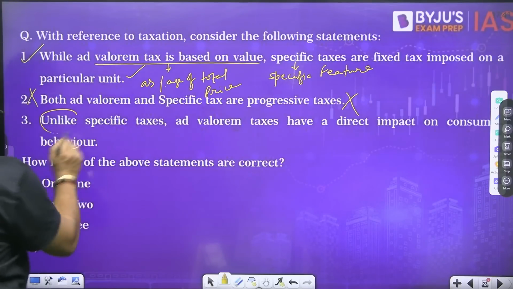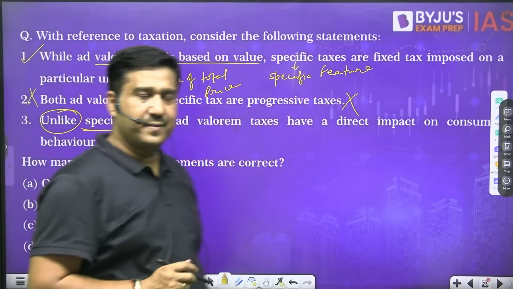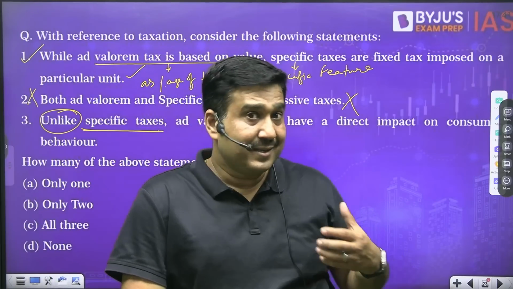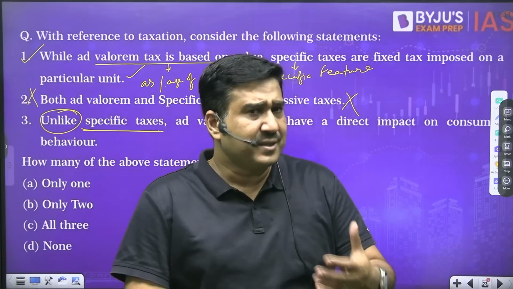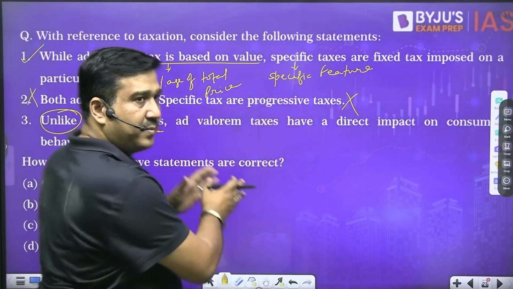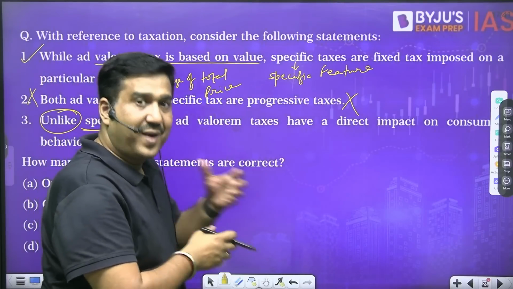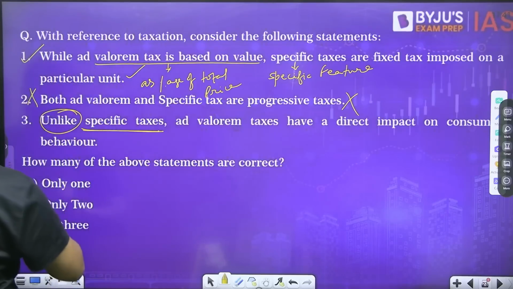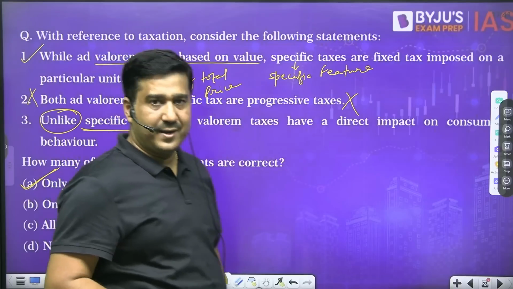Third, unlike specific taxes, ad valorem taxes have a direct impact on consumption behavior. Wrong. It is not unlike. Specific taxes also decide your consumption behavior. If a particular product attracts higher tax, we tend to discourage consumption of those commodity. So thereby, not only ad valorem, specific taxation also determines and guides our consumption behavior. So here in this question, only first statement is correct. Answer is A, only one.